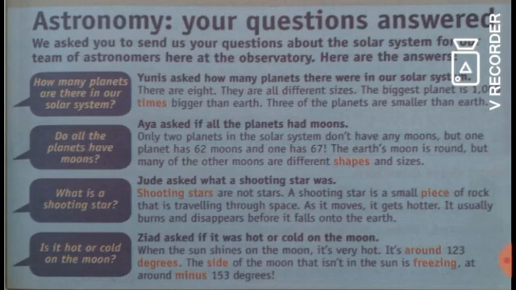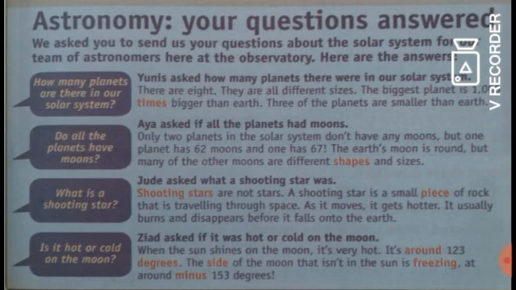Do all the planets have moons? Aya asked if all the planets had moons. Only 2 planets in the solar system don't have any moons, but 1 planet has 62 moons and 1 has 67. The Earth's moon is round, but many of the other moons are different shapes and sizes.